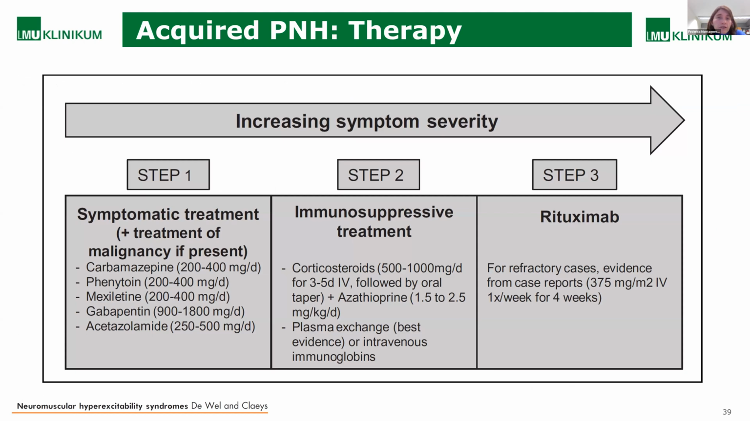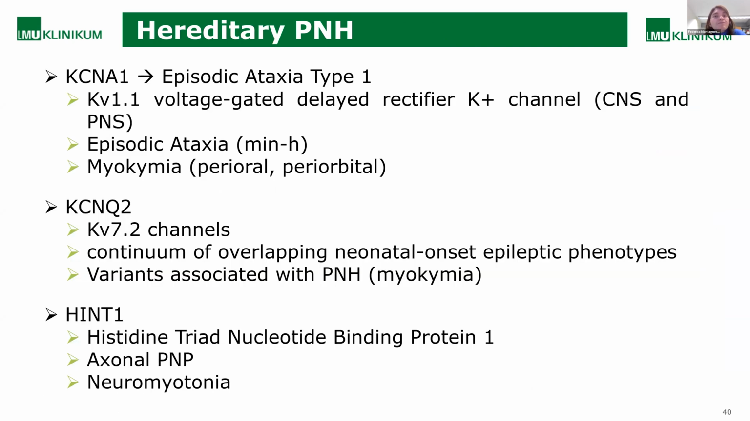Acquired peripheral nerve hyperexcitability are treatable. We can start with a symptomatic treatment if we have very mild symptoms, or we can try immunosuppressive treatment. Steroids is what our young patient got. In some refractory cases, you can also try rituximab.